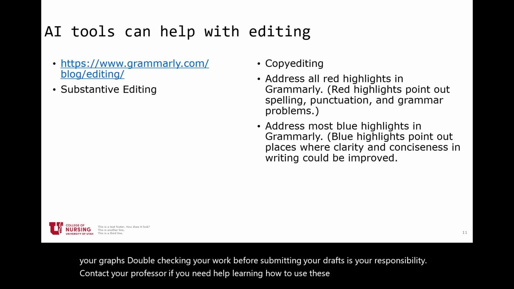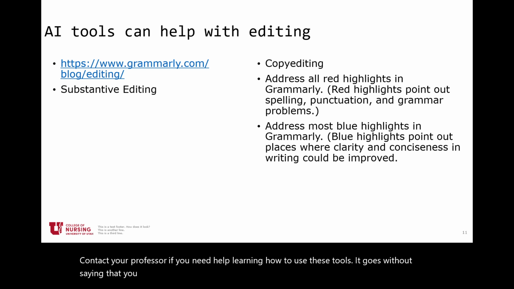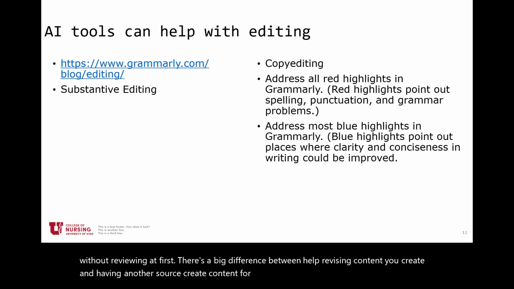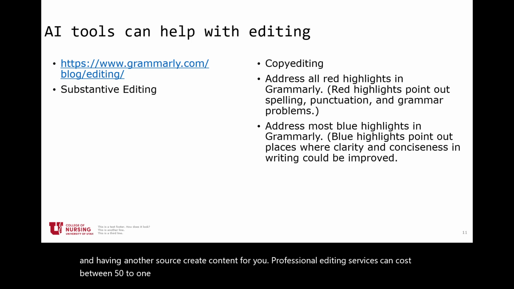It goes without saying that you alone are responsible for the content of your own paper. Never use anything without reviewing it first. There is a big difference between help revising content you create and having another source create content for you. Professional editing services can cost between $50 to $120 an hour on average. It can save you time and money to use appropriate tools available to you.